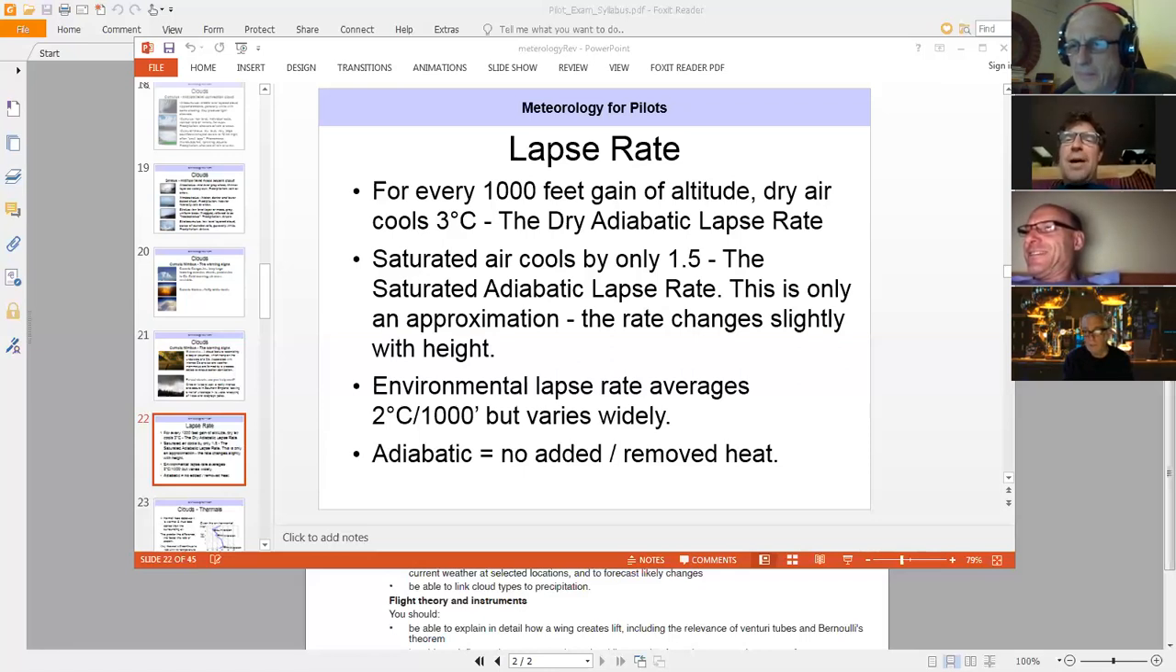I'm just trying to get the idea of this. So the rising air cools at 3 degrees per 1,000 feet. Correct.